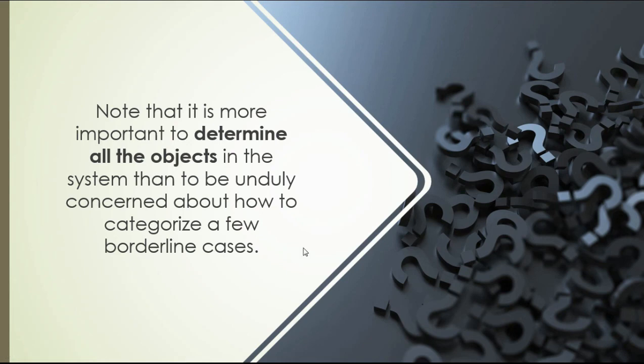Before we start, we can say that determining all the objects is more important than identifying or categorizing these objects. Here we will explain the objects based on the category, based on the role that they play in the system, but in the end, identifying the objects is more important than categorizing the objects.